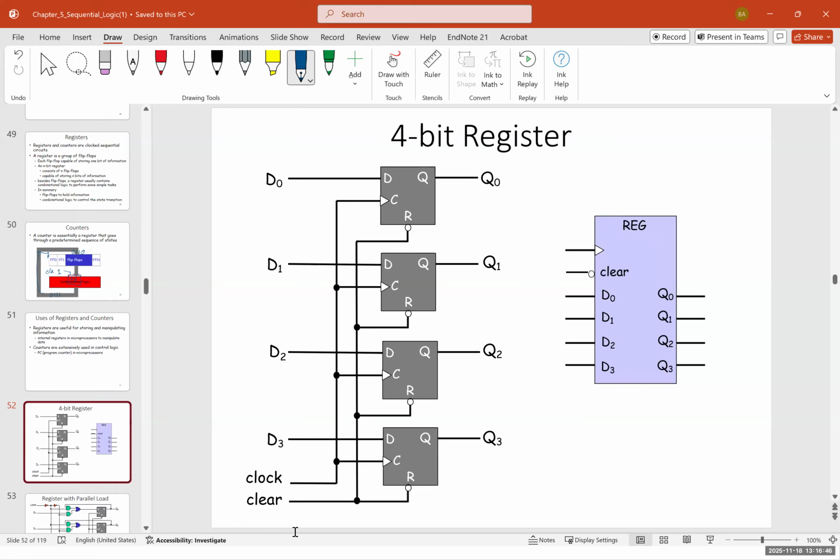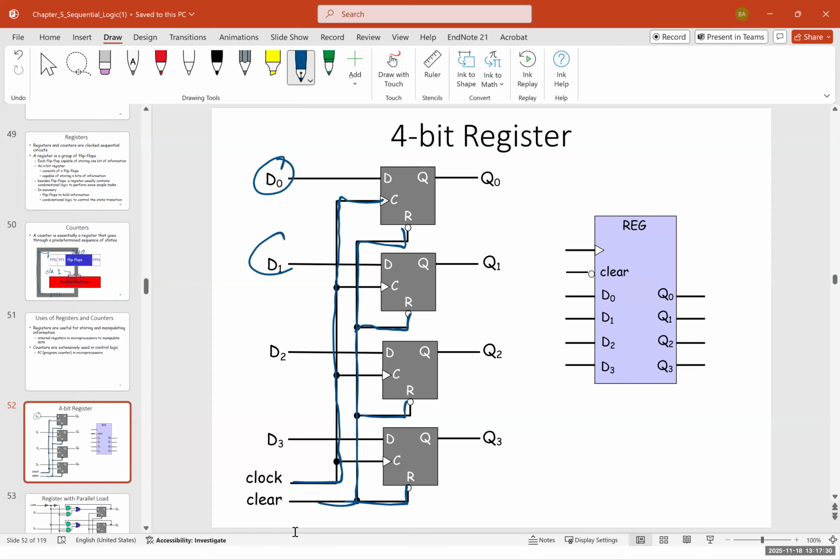Now, this slide shows an example of a 4-bit register. In this 4-bit register, it uses 4 D flip-flops. As you can see, all the reset pins are connected together, and connected to the clear, meaning we can clear this to 0. And all the clocks are connected together. Therefore, we have a synchronous system because all our clocks are connected to a central clock.